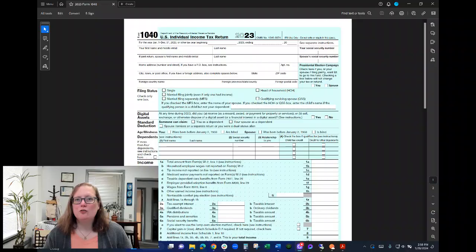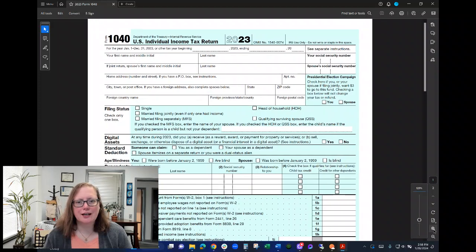So for today, we are talking about the tax return itself. So we're going to focus on a 1040, the tax form that goes to the IRS. So this form, this filing, is required to be submitted to the IRS every year. The deadline is April 15th.